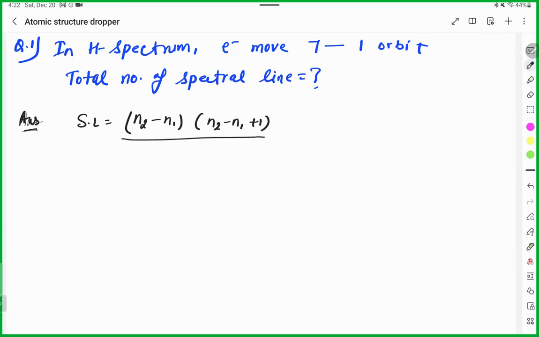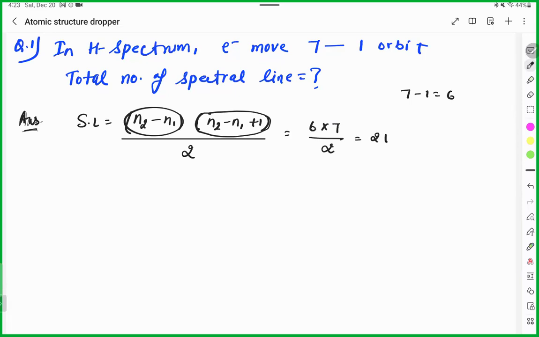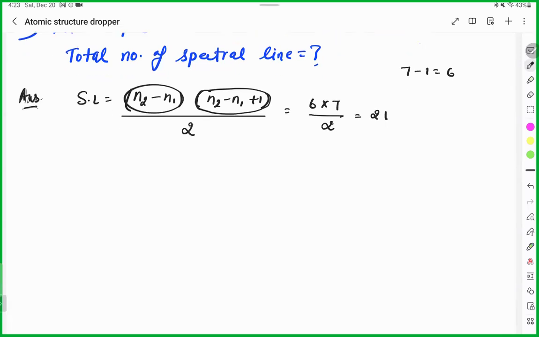So 21. Everybody got 21? Remember, whatever number you get for the difference, you simply write one extra. For example, if n2 minus n1 is 6, then the next number will be 7. Make sense? So don't do a lot of calculation. Whatever is the difference, the next value will be 1 extra.